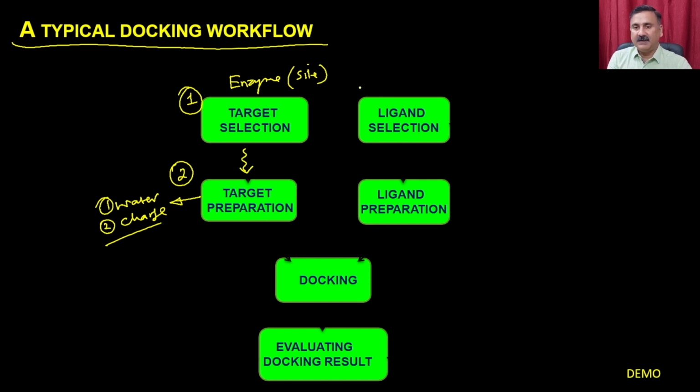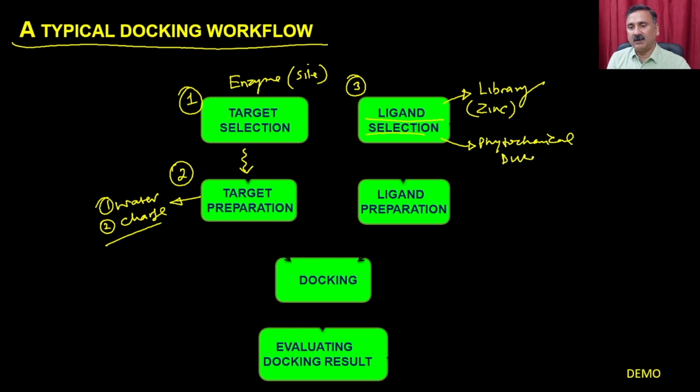On the other hand, you are going to prepare the ligand molecules. So you're going to select the ligands, right? When you want to select the ligands, you can select them from different types of libraries. You can use the phytochemical libraries, or you can use the chemical libraries. For example, you can choose the molecule from the ZINC database or a phytochemical database like the Duke's database.